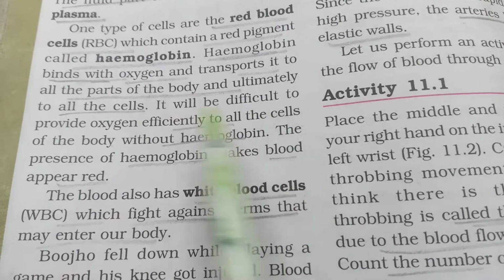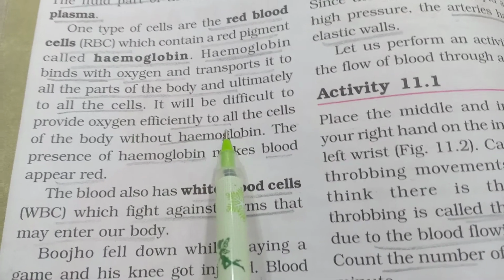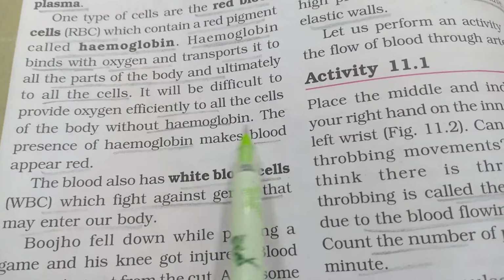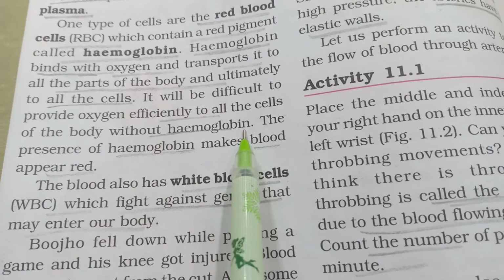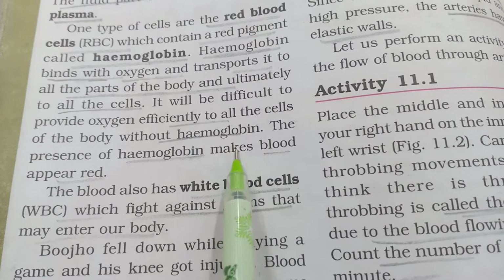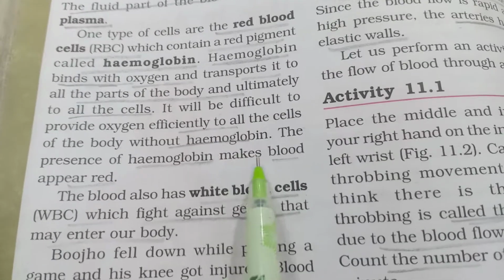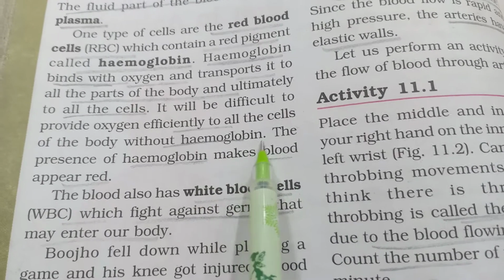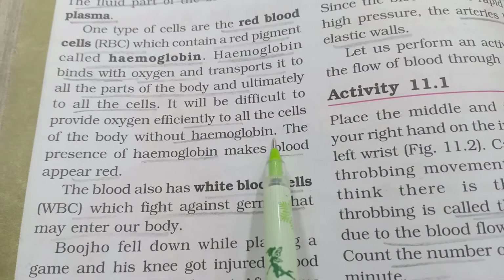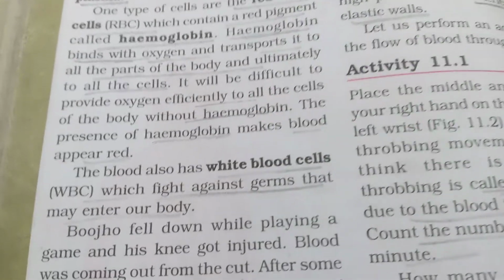And it will be very difficult to provide oxygen efficiently to all the cells if the body is without hemoglobin. Imagine you don't have hemoglobin content in your body, so you cannot inhale or exhale properly. आपकी बॉडी में ऑक्सीजन लेवल नहीं होगा, है ना. तो उसके कारण क्या है कि आपकी बॉडी में हीमोग्लोबिन कम है. जब भी हम अपने HB काउंट कराते हैं तो we generally count the hemoglobin content in our body.